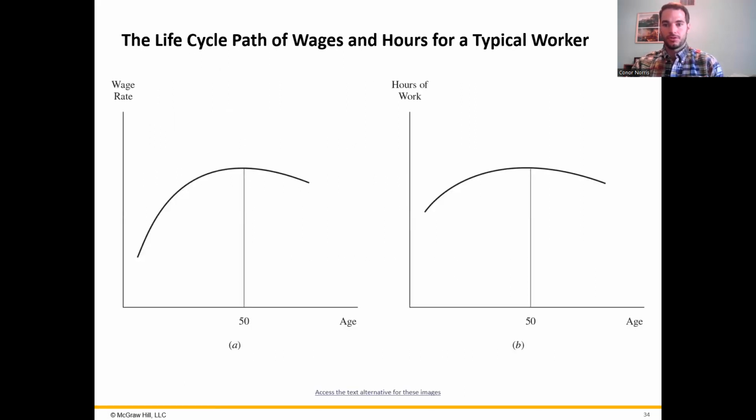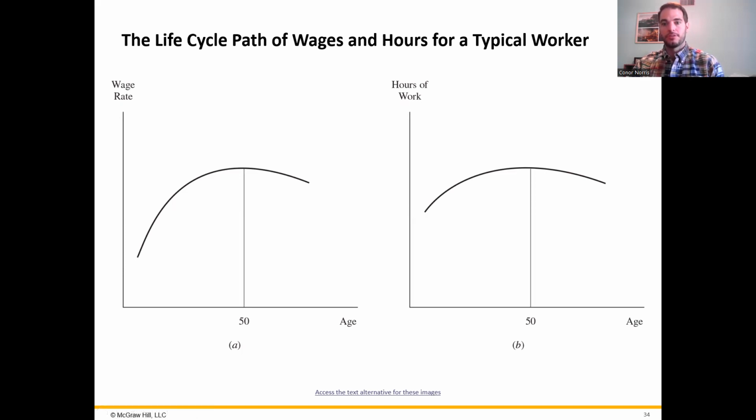So here we can see this graphically, so you don't have to just imagine it. On the left here, we have the earnings shown as the wage rate across the worker's life cycle. Now, the second one here shows something a little bit different. It's the hours of work across the life cycle. Now, this is going to be slightly different. You see, it's not quite as low here in the early years like the wage rate is, but it follows the same basic pattern.